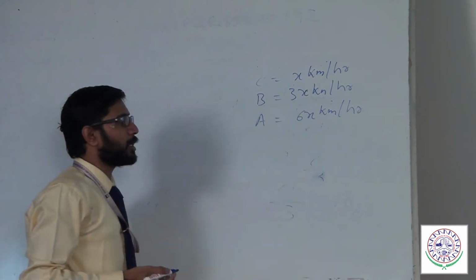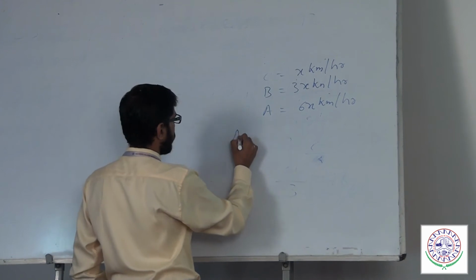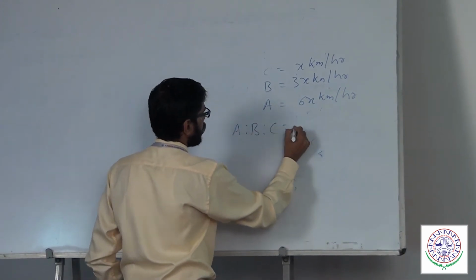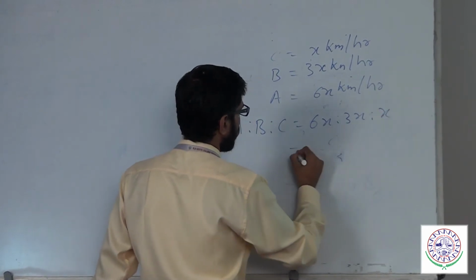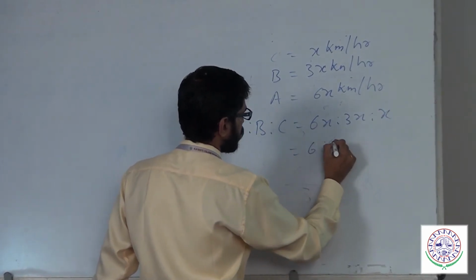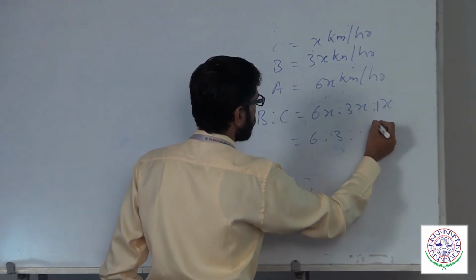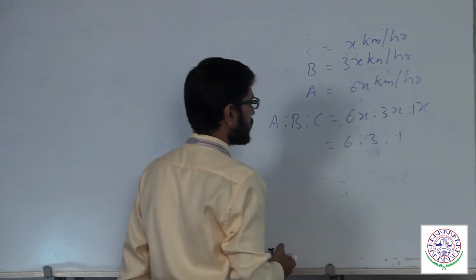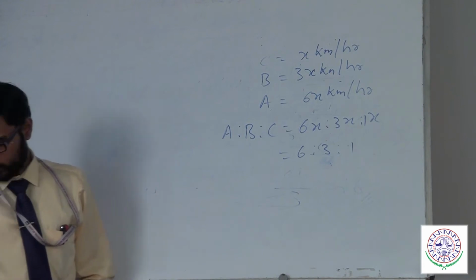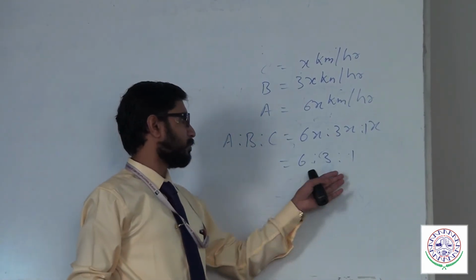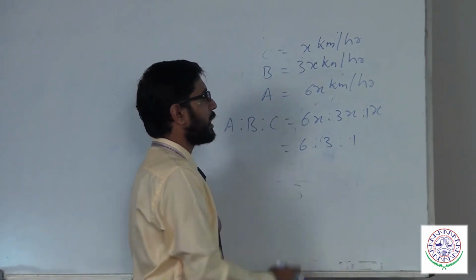So usually you need to do it using the ratios method. If you take the ratio of A is to B is to C, it will be 6x is to 3x is to x. So this will be 6 is to 3 is to 1. This is the ratio we can get. With the help of ratios, A's ratio is 6, B's ratio is 3 and C's ratio is 1.